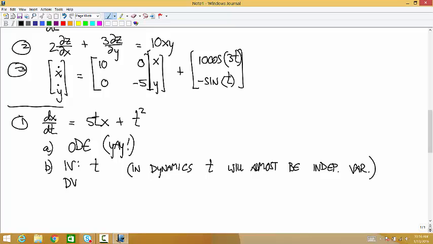What about the dependent variable? This is ordinary, which means we have one independent variable, but we can have any number of dependent variables. So what is or are the dependent variables? X. So we're looking for a function x of t. That's what we want to solve. There's nothing else in there, so that's it. That's what you're always trying to do.